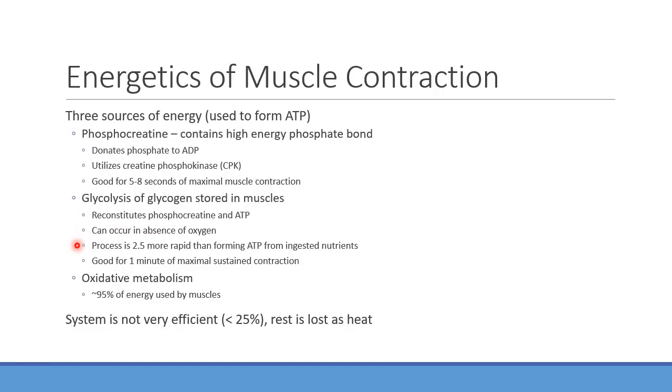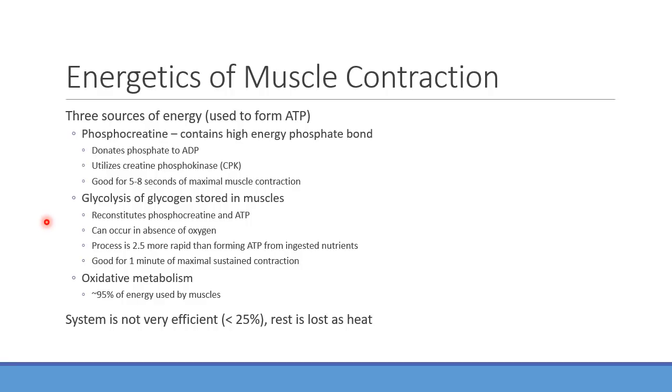You're going to find it's much more rapid than if we form ATP from, say, ingested nutrients, as you would have through normal oxidative metabolism. It's good for about a minute or so of maximally sustained contraction, right? So again, imagine if I'm trying to do, say, a deadlift off of the floor. Initially, that initial burst of energy is going to be using phosphocreatine, and then for continued movement, we're going to require that glycolysis of the glycogen, right? And you can wear these out after a period of time, and then you're going to see muscle fatigue start to develop, as we'll see a little bit later on.